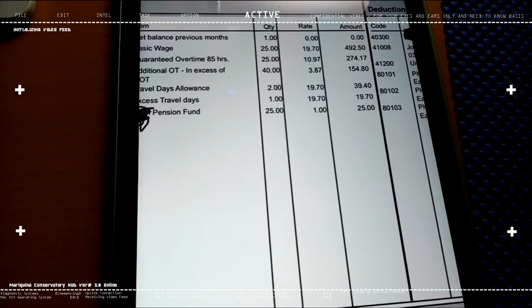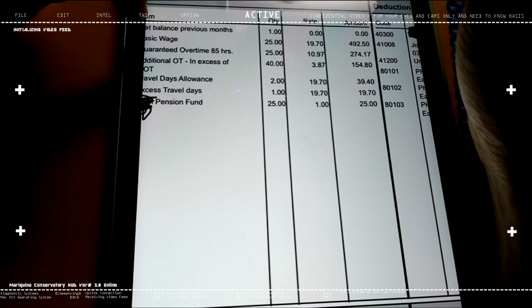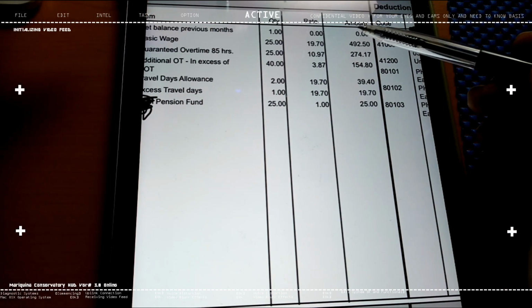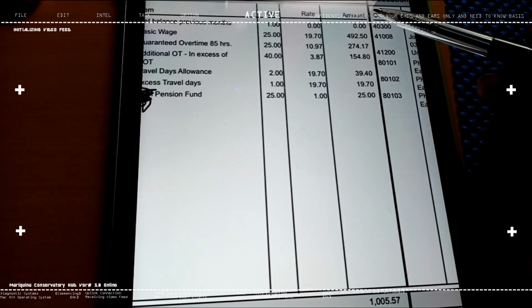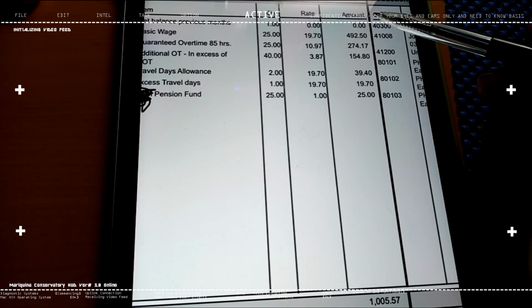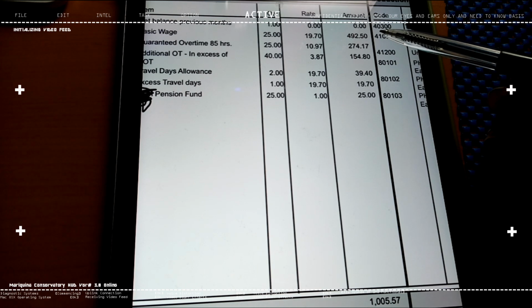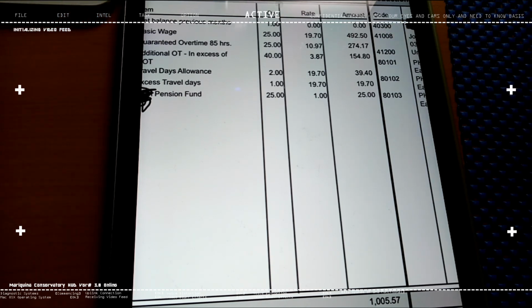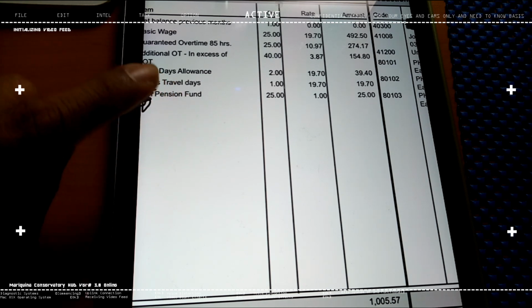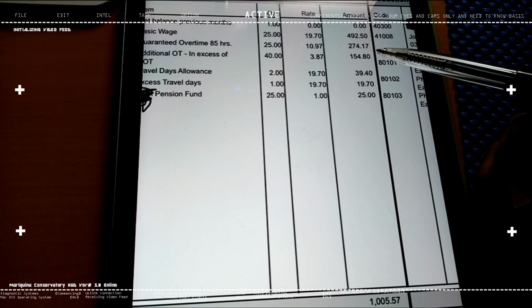Anyway, let's begin. So for now, the net balance from previous months is zero because it's pretty obvious. I just started in. I just came here for just a month, so we will give that zero. So the basic wage that they're paying me right now is $492.50. Just take note that the salary that I am being paid here is in dollars, not in euros or Philippine pesos.